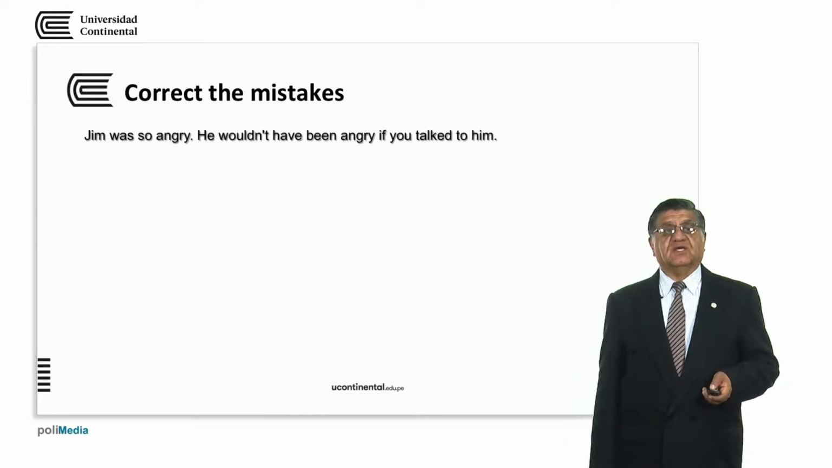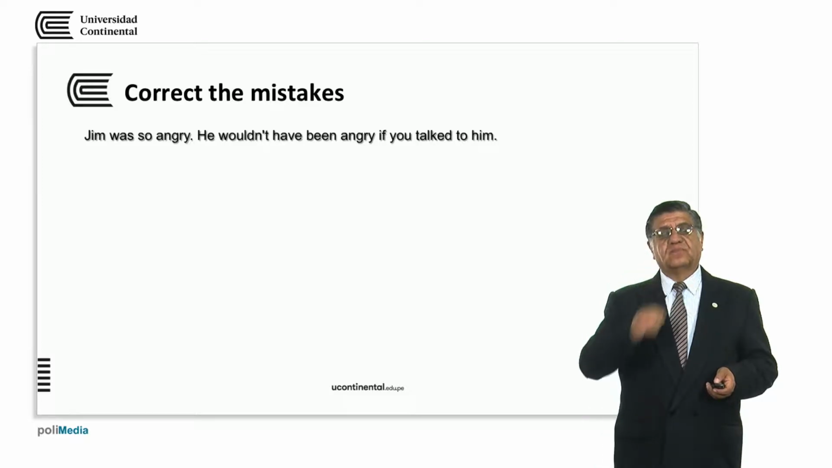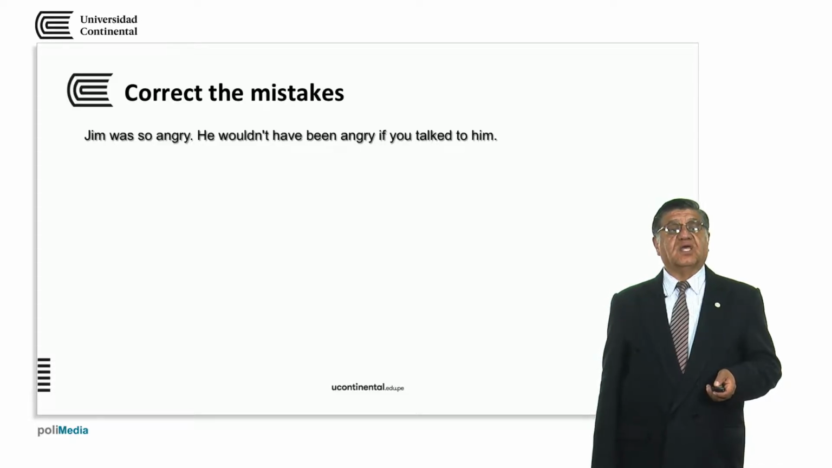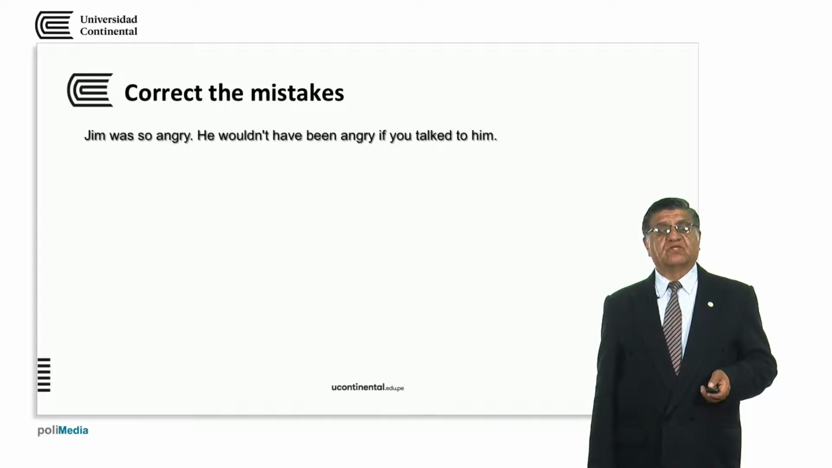Okay, let's see. We have mistakes in these sentences. Mistakes that you need to find. Jim was so angry. He wouldn't have been angry if you talked to him. Okay, he wouldn't is the main clause. The perfect conditional. The perfect conditional comes with the auxiliary, have, and the past participle of the verb.